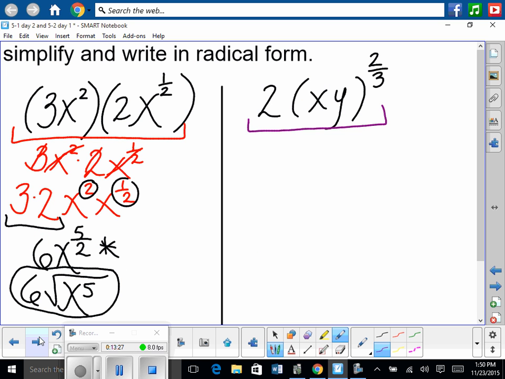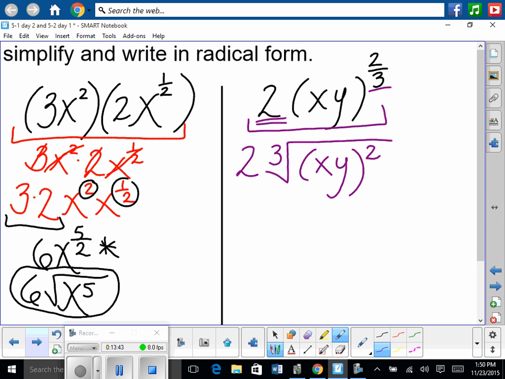So it's done simplified. Let's just rewrite it in radical form. Is 2 raised to the 2/3 power? No, so it's 2 times the what root? Cube root of x and y, and it's both squared. Very good. That's in radical form. So there was no simplifying, right? We can't combine x and y. 2, same thing. So this is in radical form.